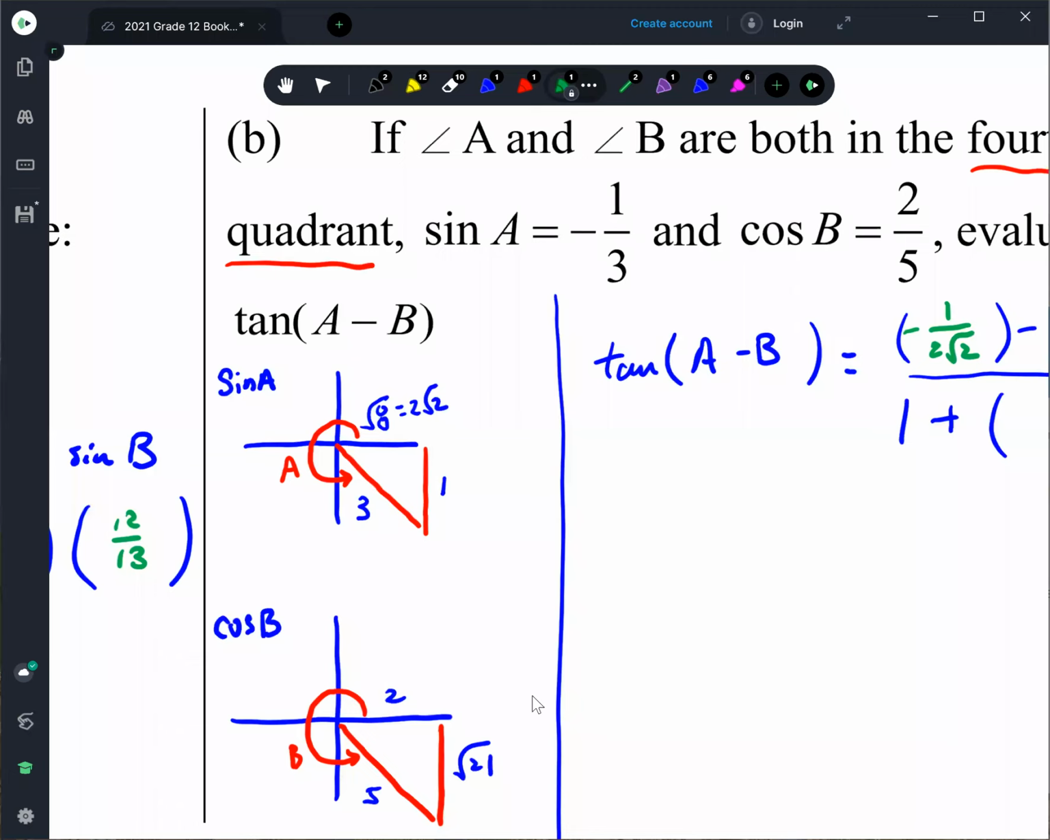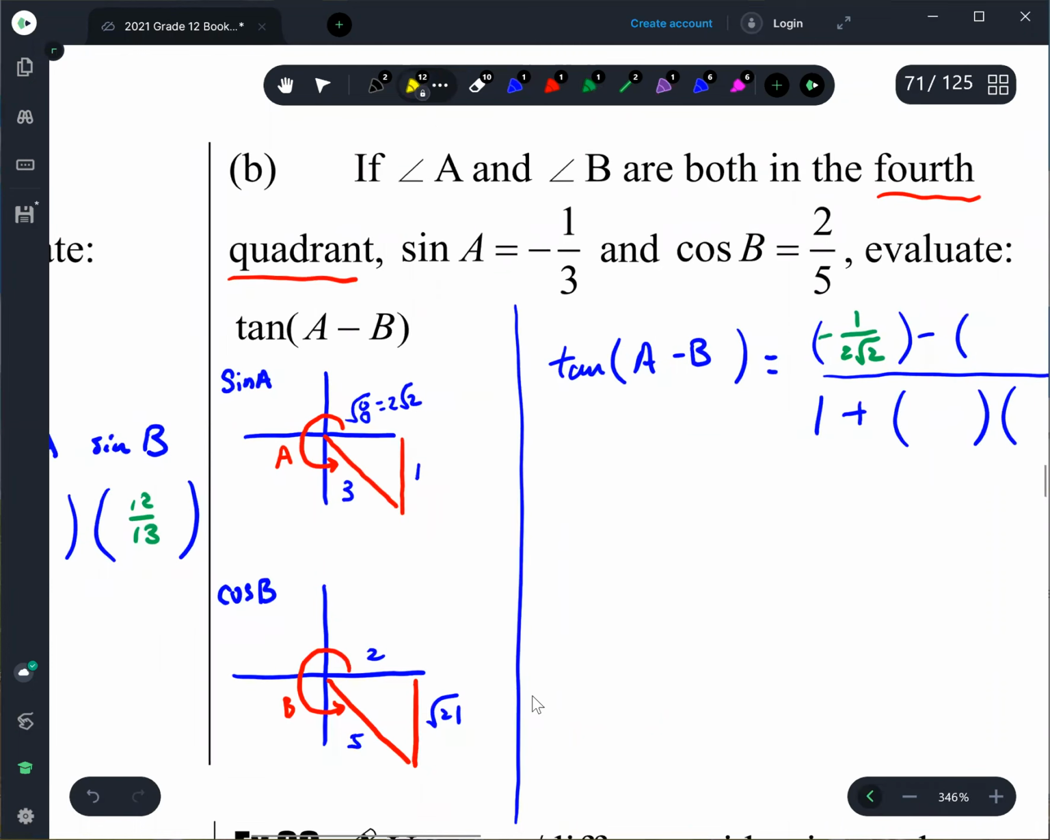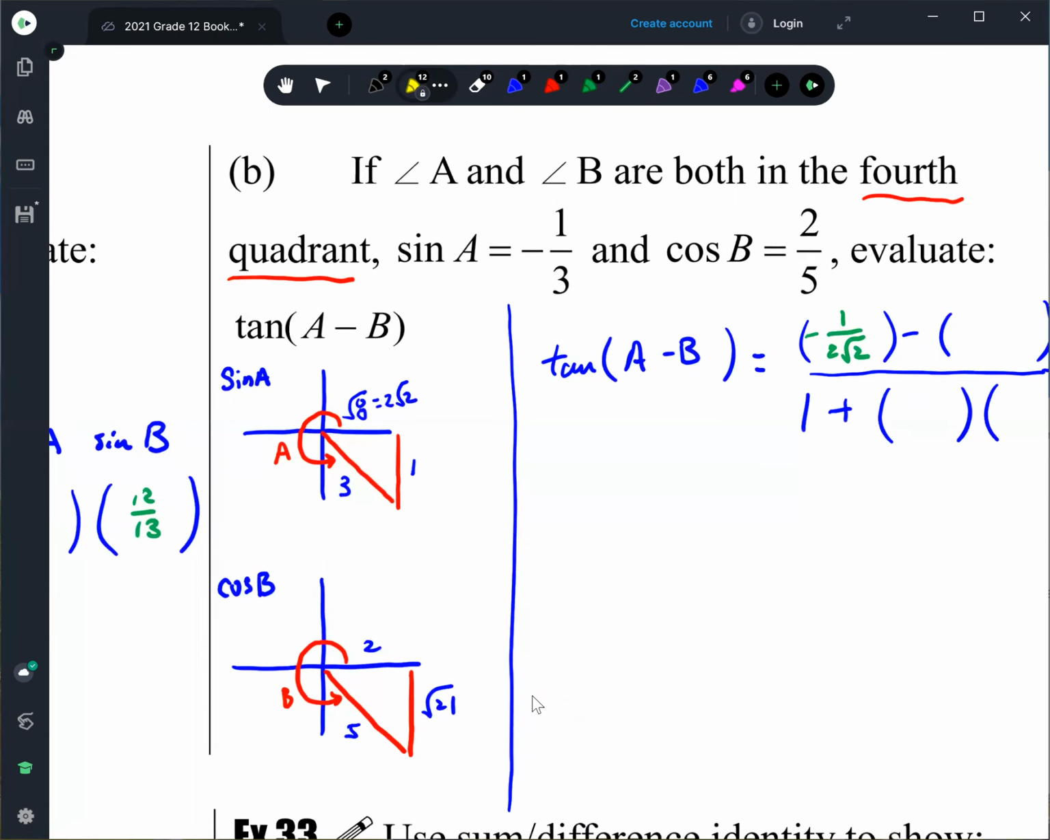Because sine A is equal to -1/3 and sine is opposite over hypotenuse. Yeah, so you put the opposite as 1, hypotenuse is 3, right? Is that what you got on your picture? No. What did you put? Oh, I put 1 as the adjacent. Okay, yeah, so sine is opposite, right?